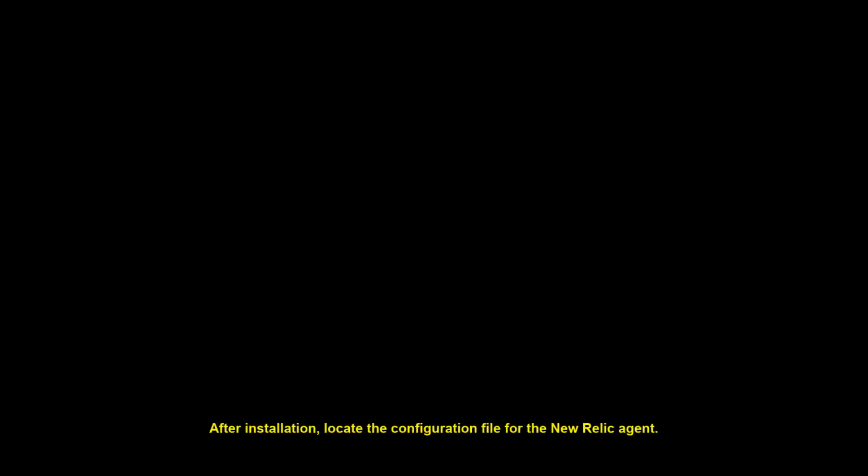After installation, locate the configuration file for the New Relic agent. In this file, add your New Relic license key, which can be found in your account settings. Save the configuration file and restart the New Relic agent. To verify that the installation was successful, check the New Relic dashboard for server data. You should start seeing metrics such as CPU usage, memory usage, and disk I/O.